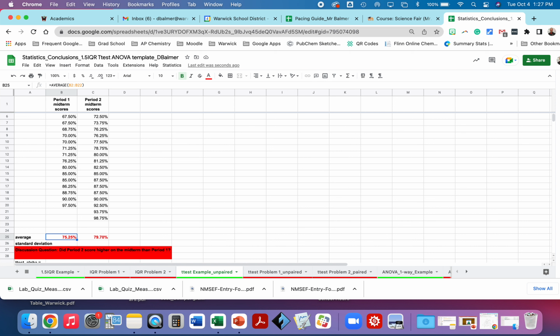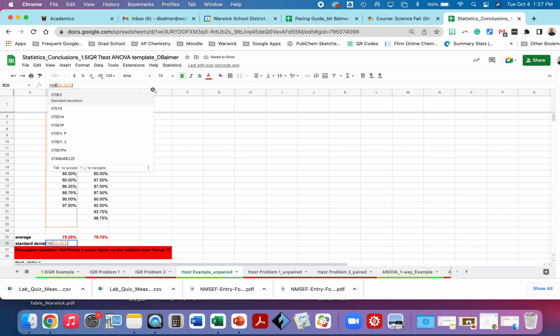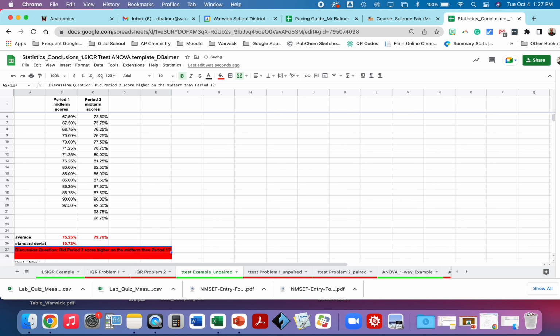You could copy and paste the equation down below, and then you can simply say, okay, I don't want average, I want STDEV. But notice how the problem up here is it's because we shifted down a cell. It's a smart formula. It shifted from B2 to B3. So I'm going to turn that back to B2 and B22.